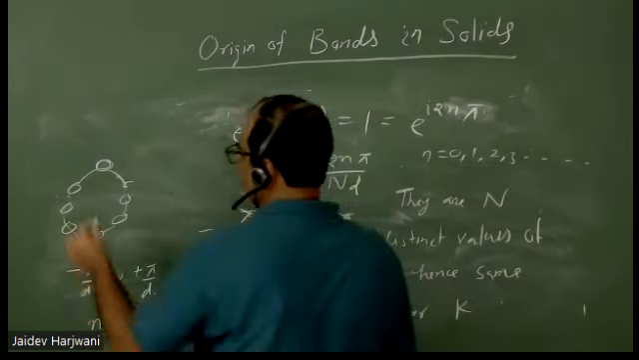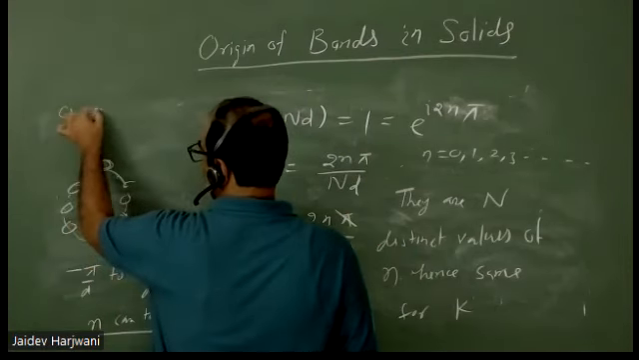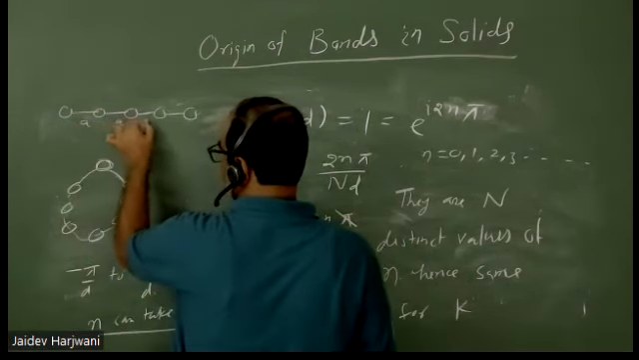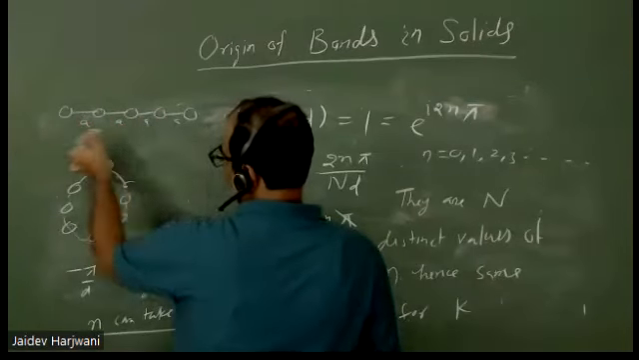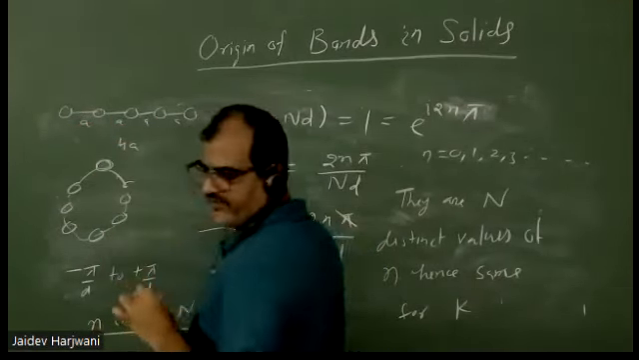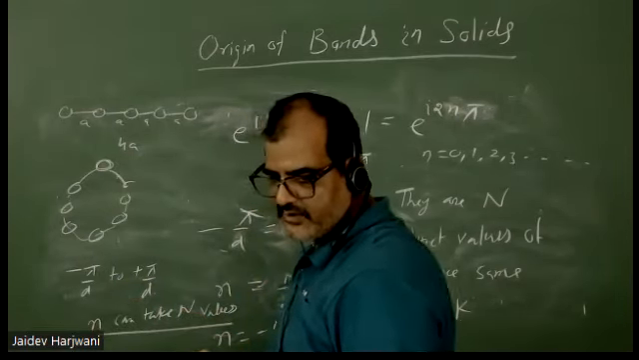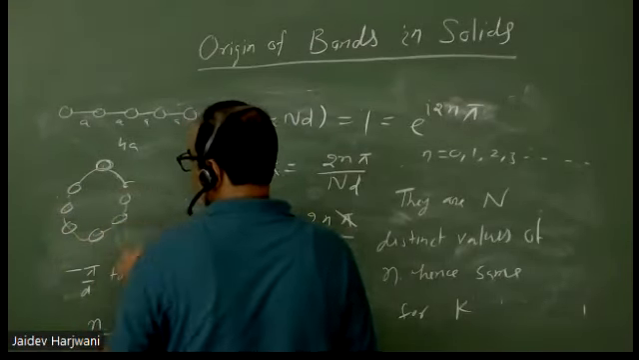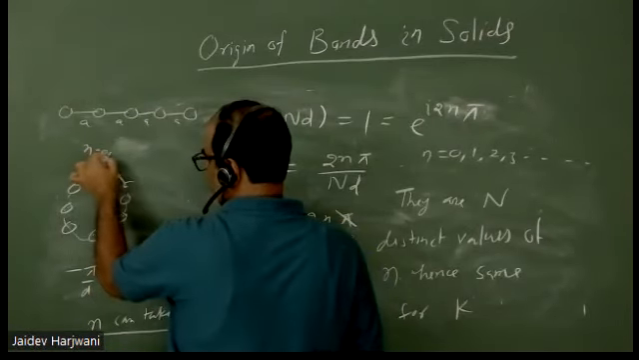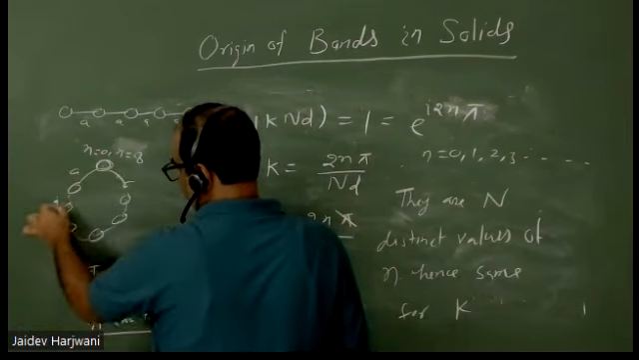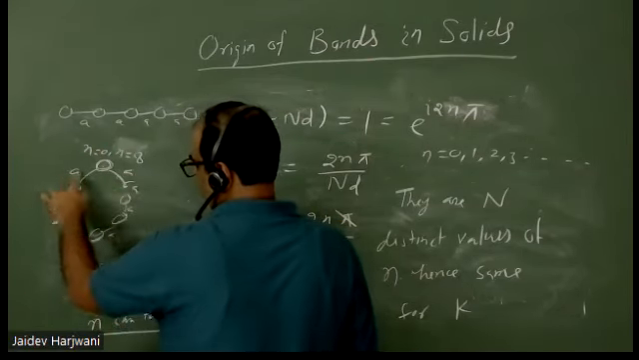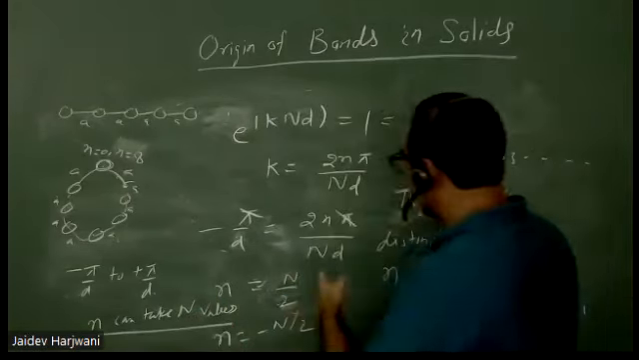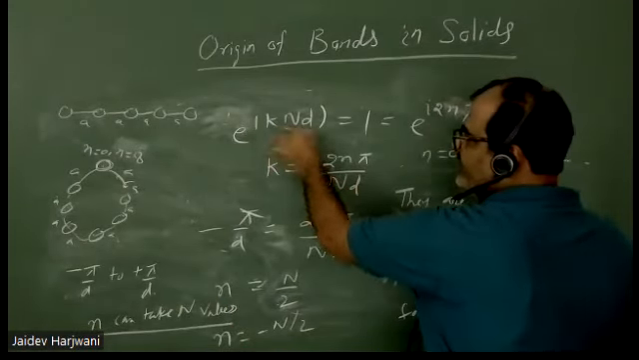When we make a crystal, suppose this is 1, 2, 3, 4, 5 lattice points. There are 5 atoms and we get a total of 4a distance. Now if I'm merging these two ends together, suppose this is 1, 2, 3, 4, 5, 6, 7, 8. Say this is n equals 0 and this is n equals 8, so this is a. How many become? 1, 2, 3, 4, 5, 6, 7, 8. So that's the same thing we wrote here, that k is equal to nd.